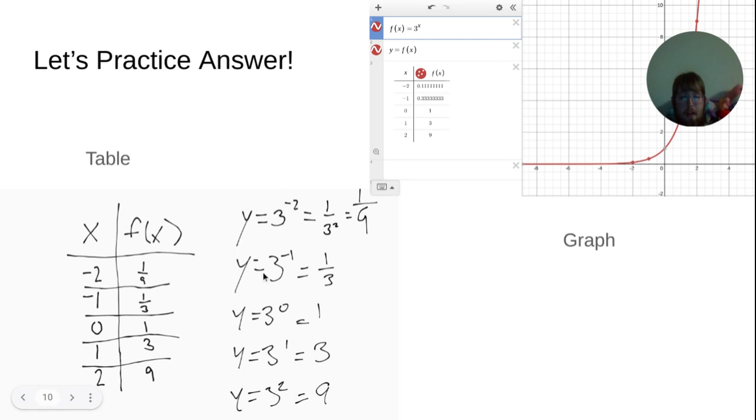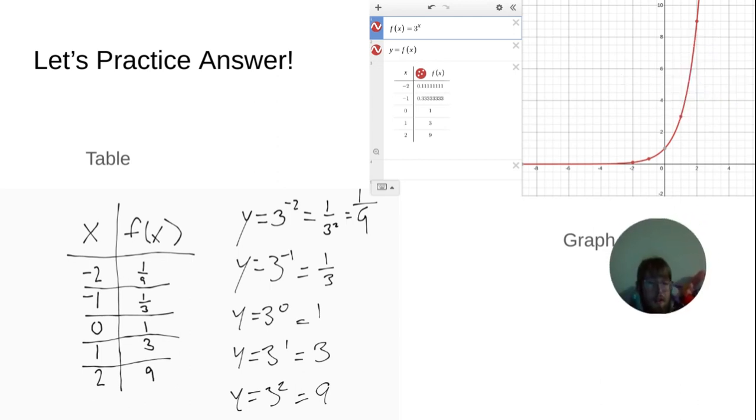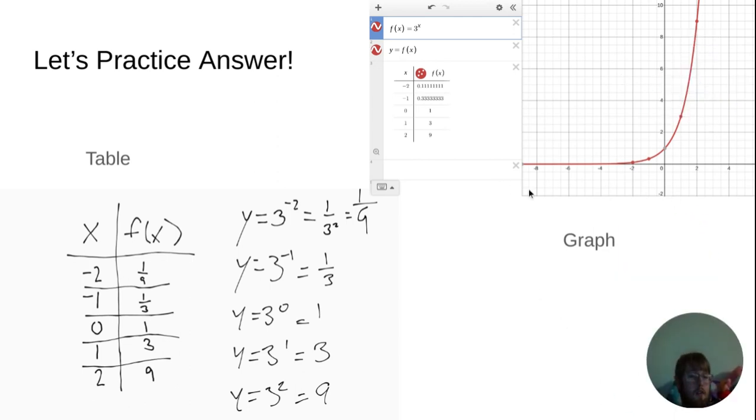For x equals -1, similar process, we get 3 to the -1, which we flip, so 1/3. X equals 0, any base to the power of 0 is always 1. X equals 1, 3 to the first is 3, and x equals 2, 3 squared is 9. And this looks like this graph up here. So it's similar to that 2 to the x graph, but it increases at a faster rate. And we'll get to that in a moment.